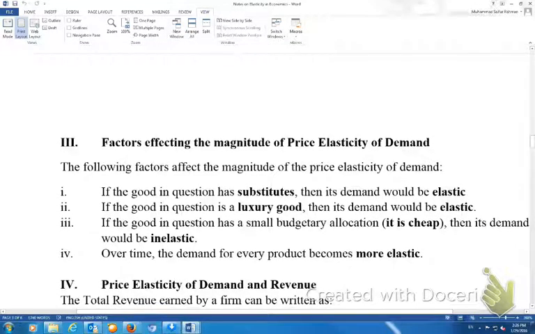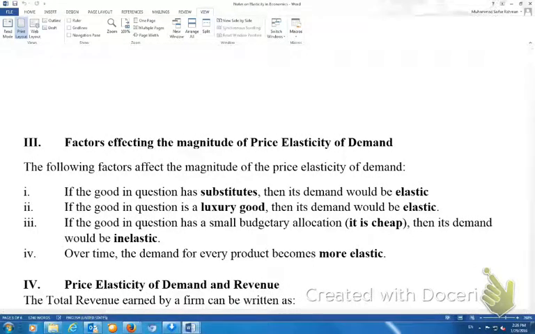Okay, now, does the price elasticity of demand change over time and with market conditions? The answer is yes. Let us focus on several that are important. The ones that we are going to look at right now are these four. For example, the first one is the availability of substitutes. If the good in question has good substitutes, then its demand would be elastic.